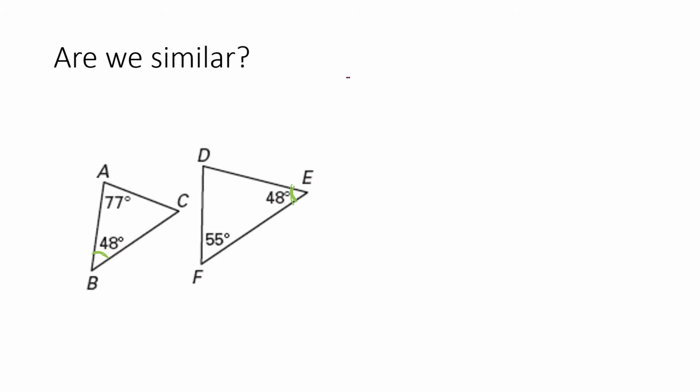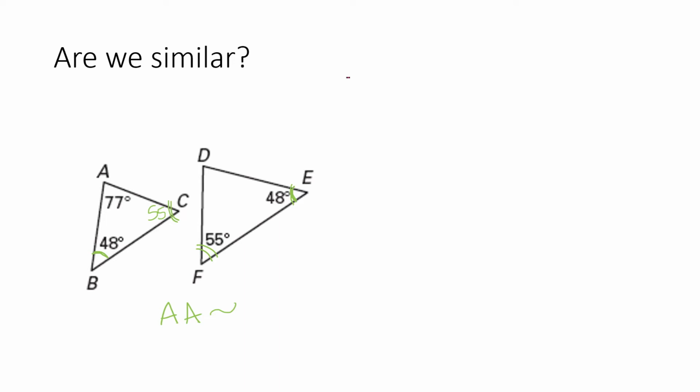So if I were to figure out angle C, I would take 77 plus 48. That would give me 125. Then I would take 180 minus 125, and that would give me 55. So if you notice there, angle C would have to be congruent to angle F. So right off the bat, it shows us that we have two sets of congruent angles. So we can use the AA similarity theorem to help us prove that these two triangles are similar.